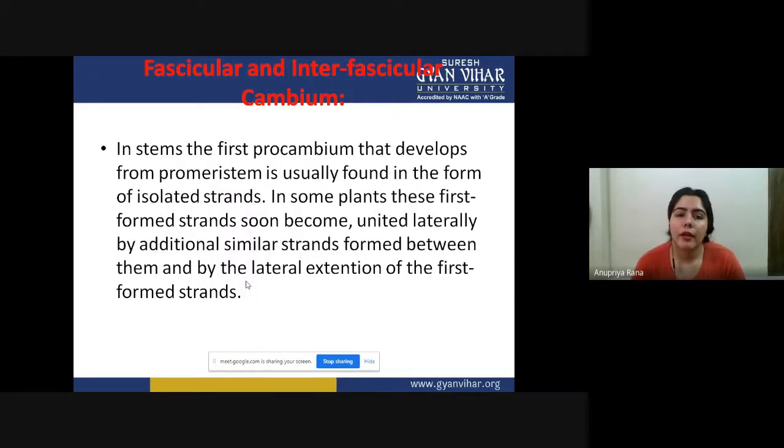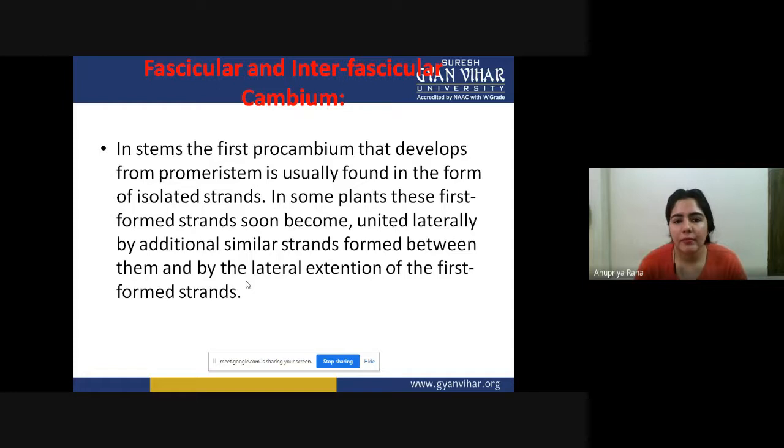Now, if we talk about the cambium, we need to be very clear about these two terms, okay: fascicular and interfascicular cambium. They play a major role in cambium formation and also in secondary growth. So these are the two parts of the cambium. Or you can say there are two types of cambium present inside the dicotyledon plant. These cambia are the fascicular and interfascicular. So let's see what fascicular cambium is and what interfascicular cambium is.